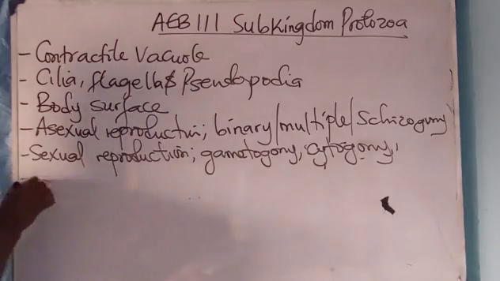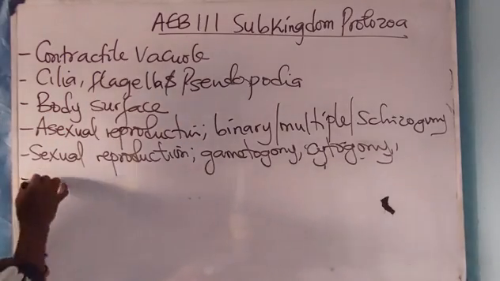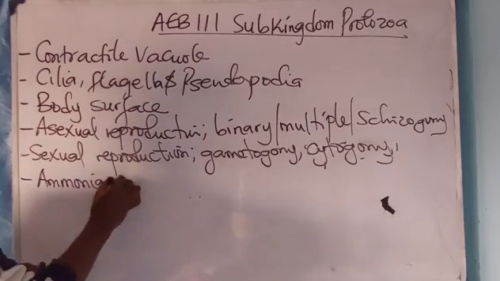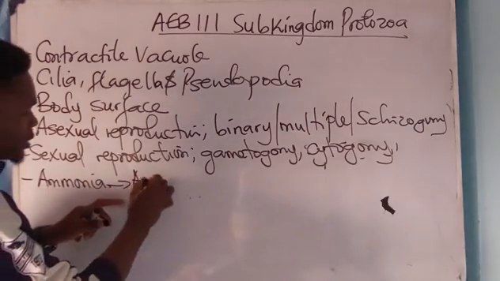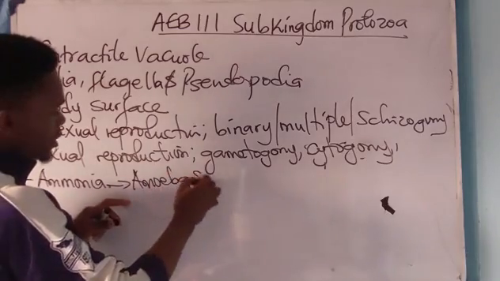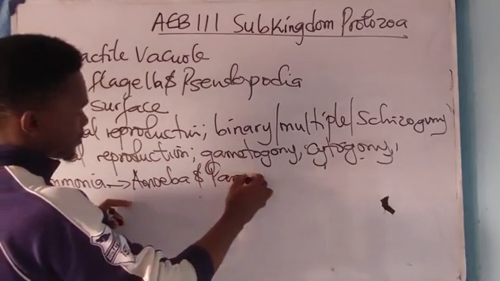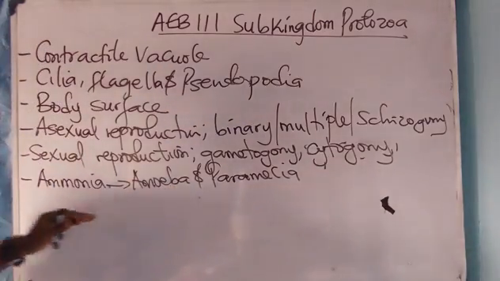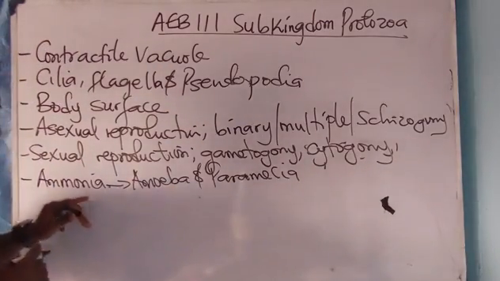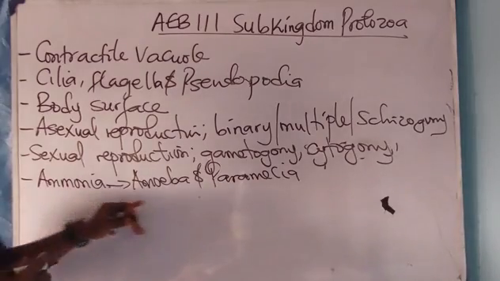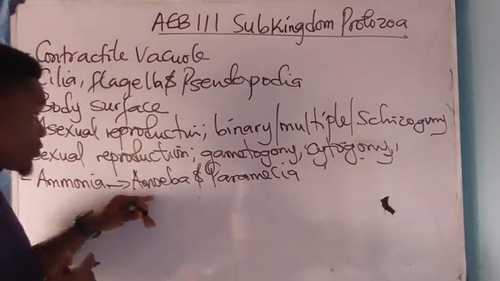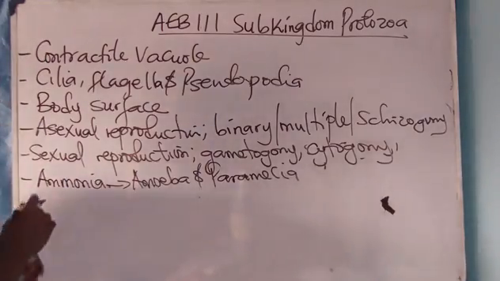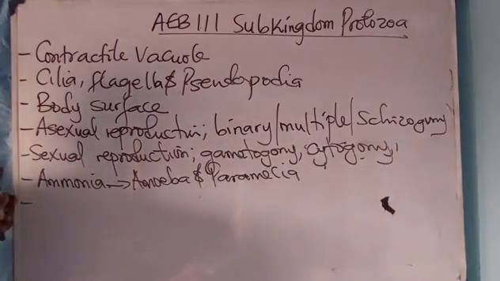And some have their major waste to be ammonia. Good examples are amoeba and paramecium. Amoeba and paramecium, their major waste is ammonia. Take note of this. The major waste of amoeba or paramecium is ammonia.